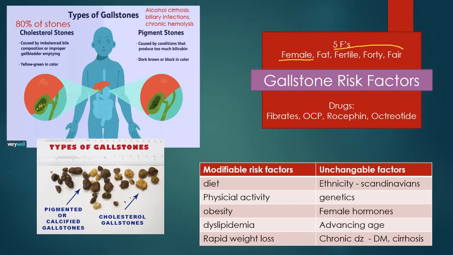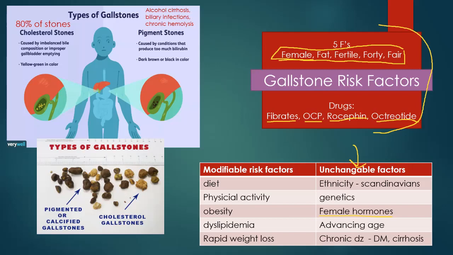We refer to these as the 5 Fs. Female, fat, fertile, 40, and fair are the risk factors for gallstones. There are also certain medications that put you at risk for gallstones, including fibrates, oral contraceptive pills, Rocephin, which is an antibiotic that we give quite a bit, and octreotide. So these are good risk factors to know in the back of your mind, something to consider every time you have a patient with right upper quadrant pain, that you need to be asking yourself these questions. Now, obviously, some risk factors are unchangeable, which is why we don't talk about them very much, right?